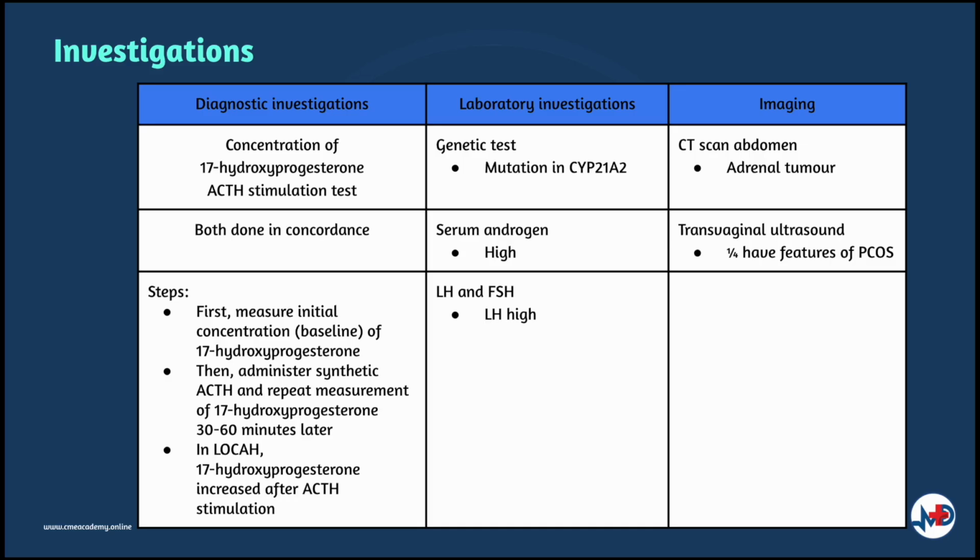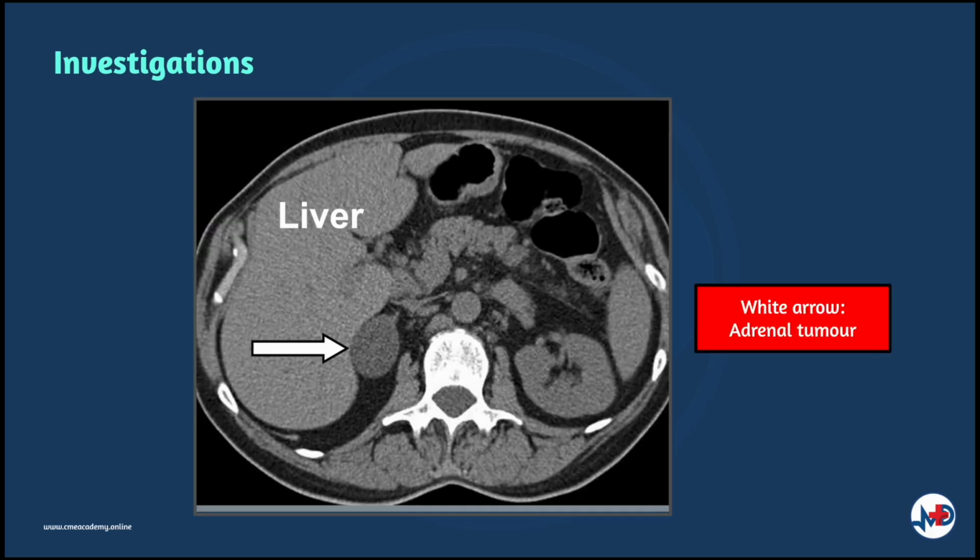Next, there are some imaging studies that may be useful. CT scans of the abdomen may be ordered if you are suspecting an adrenal tumor. A transvaginal ultrasound should also be ordered in the case of women with late-onset congenital adrenal hyperplasia, as one quarter of them may have features of polycystic ovary. This is a CT scan imaging that shows an adrenal tumor supporting the diagnosis of late-onset congenital adrenal hyperplasia.